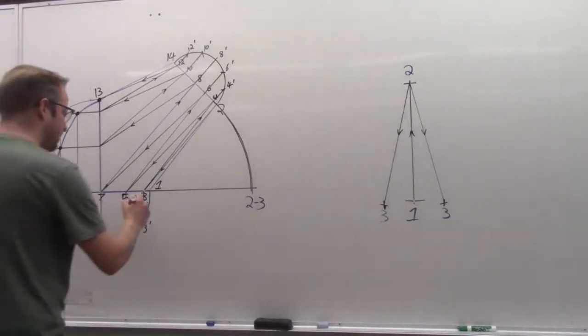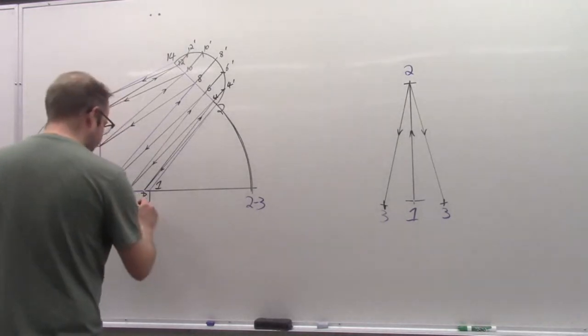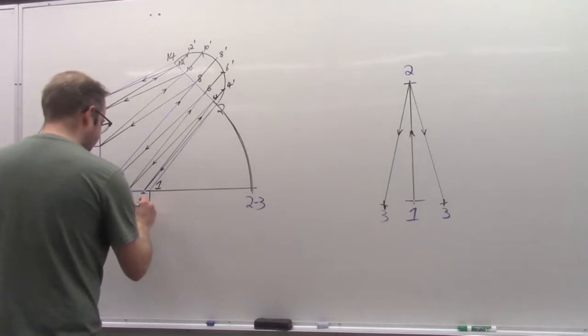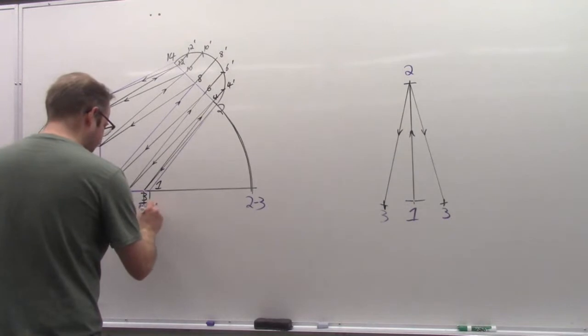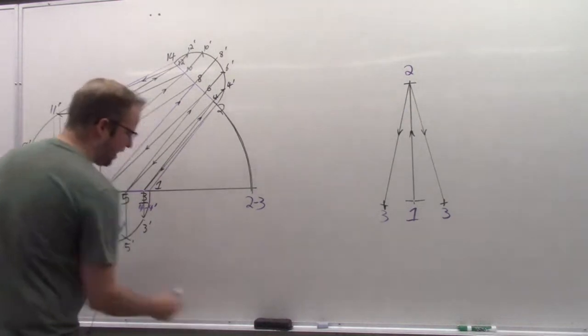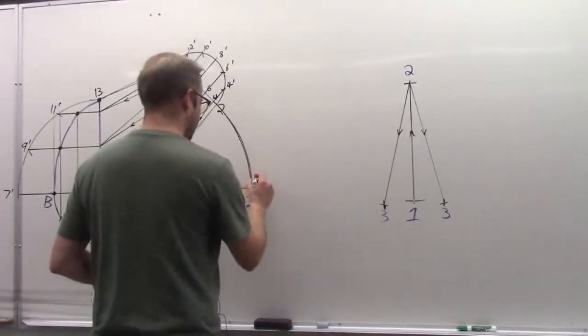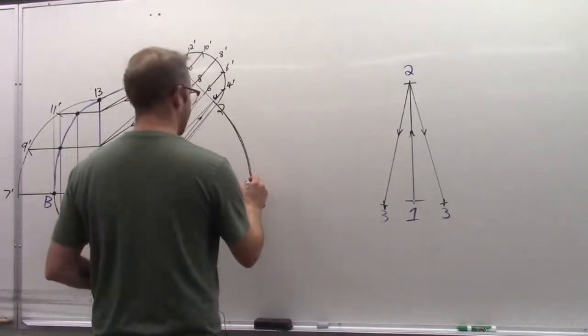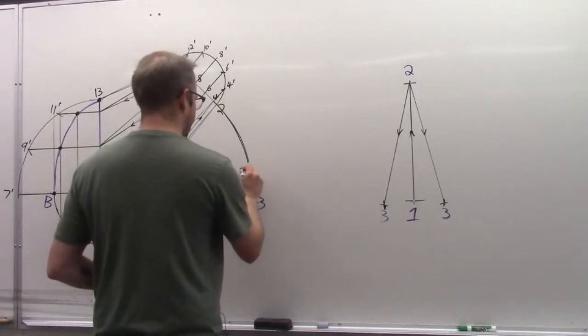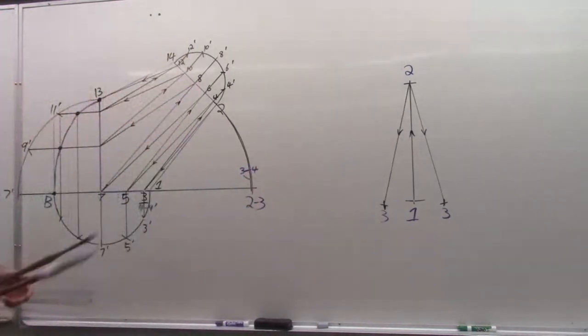So there we go, and that's 4. Damn it. 4, 4 prime. Okay. That point there, and this is 3, 4.